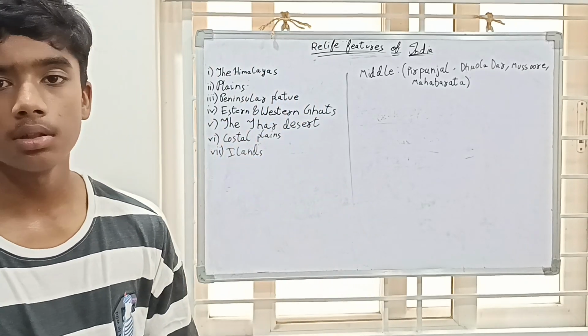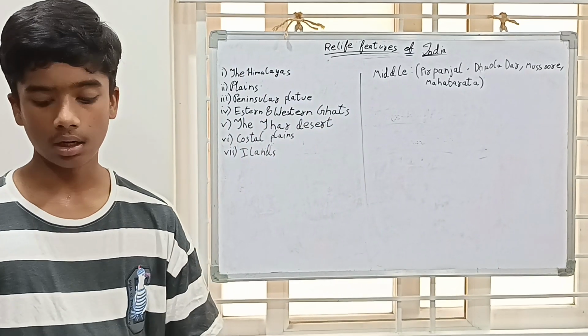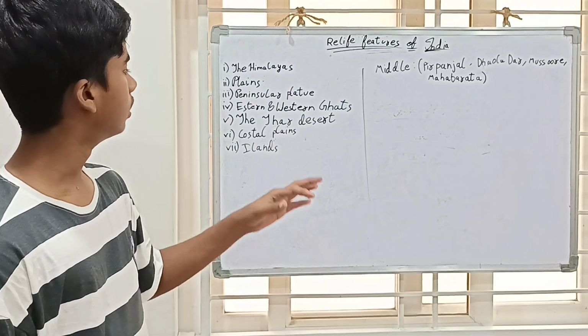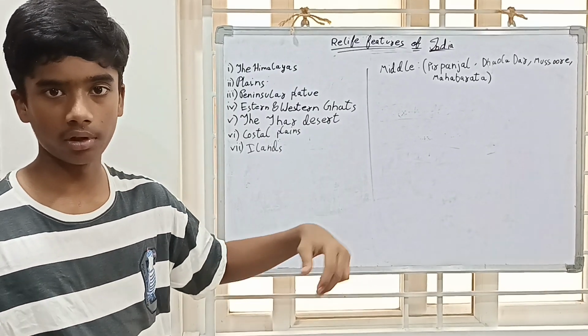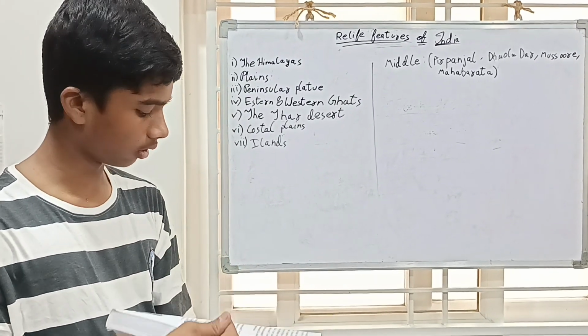Now here they might ask you an important question, which is which river goes through the Thar Desert. The most important river in the Thar Desert is the Luni River. Okay. Now let's go on with the next one.